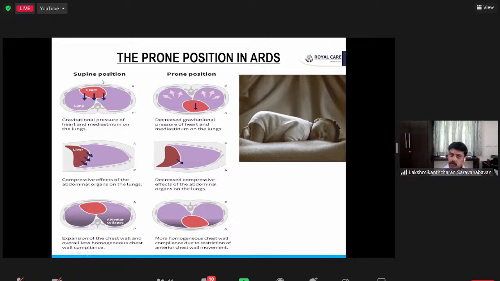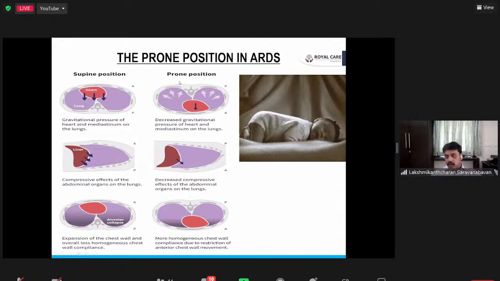The basic physiology is, in supine position, what happens? Your heart is there. It will compress the dorsal portion of the lung. As you all know, in ARDS the problematic part is your dorsal lung, and this problematic dorsal lung is further worsened by the weight of the heart pushing on that part of the lung. The diaphragm position and the pressure from the abdomen are also increased in the supine position, and the expansion of the chest wall again is not very homogeneous. The anterior chest wall moves better than the posterior chest wall, but the problem is in the posterior lung. So again, that is going to cause a problem.